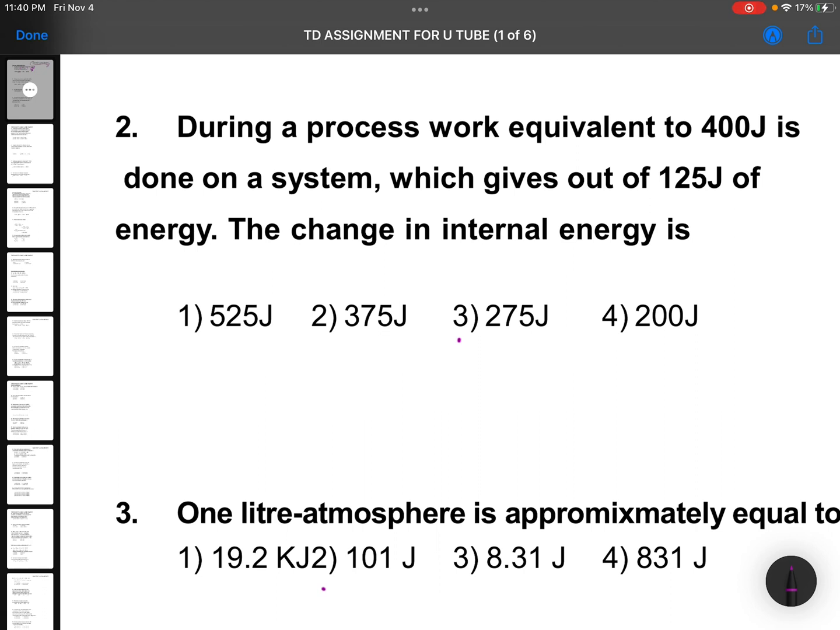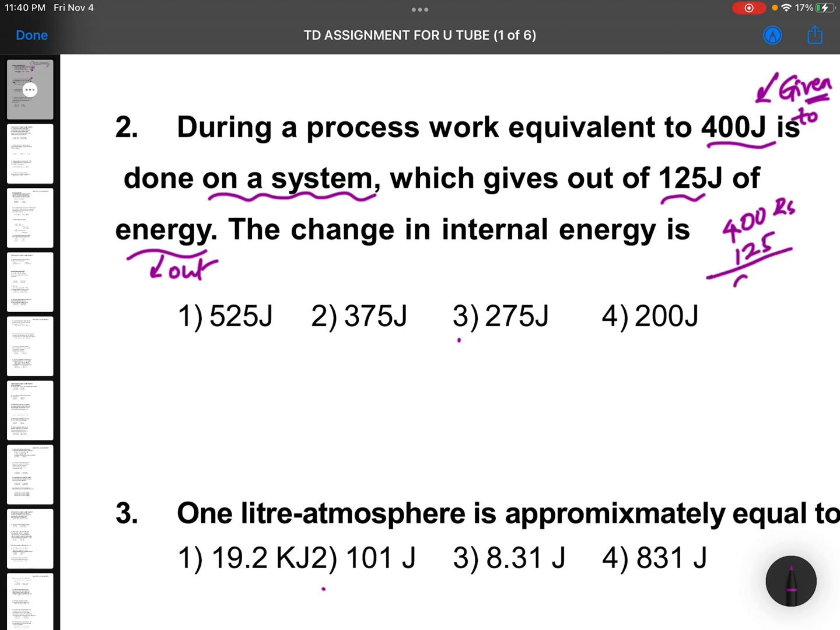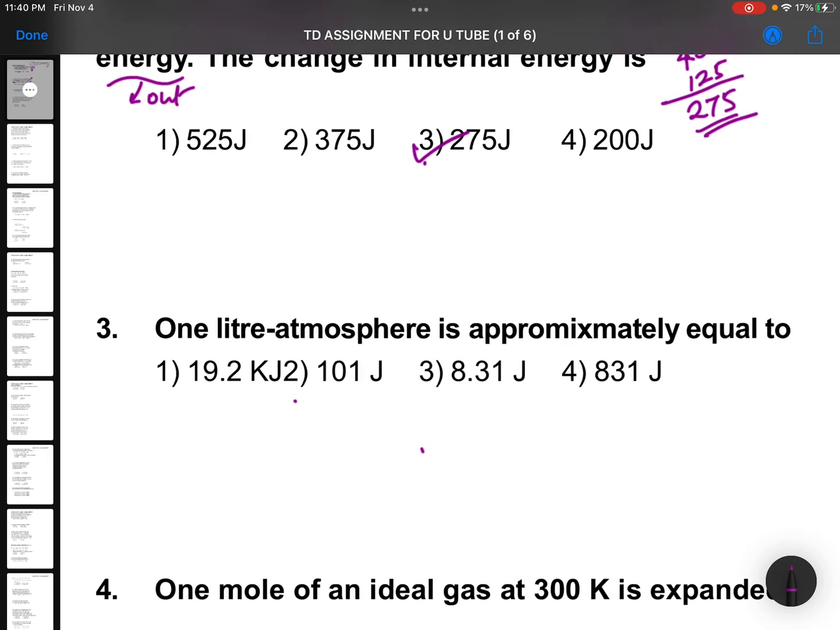During a process, work equivalent to 400 joules is done on a system. Work done on a system means this much energy is given to the system. Rather than the formula, try to understand the concept. 400 joules you are giving to the system, which gives out 125 joules of energy. This you have given to the system, and the system gives out this much energy. 400 rupees I gave you, you donated 125 rupees. So how much is left with you? 275 joules. Apply very simple concepts.